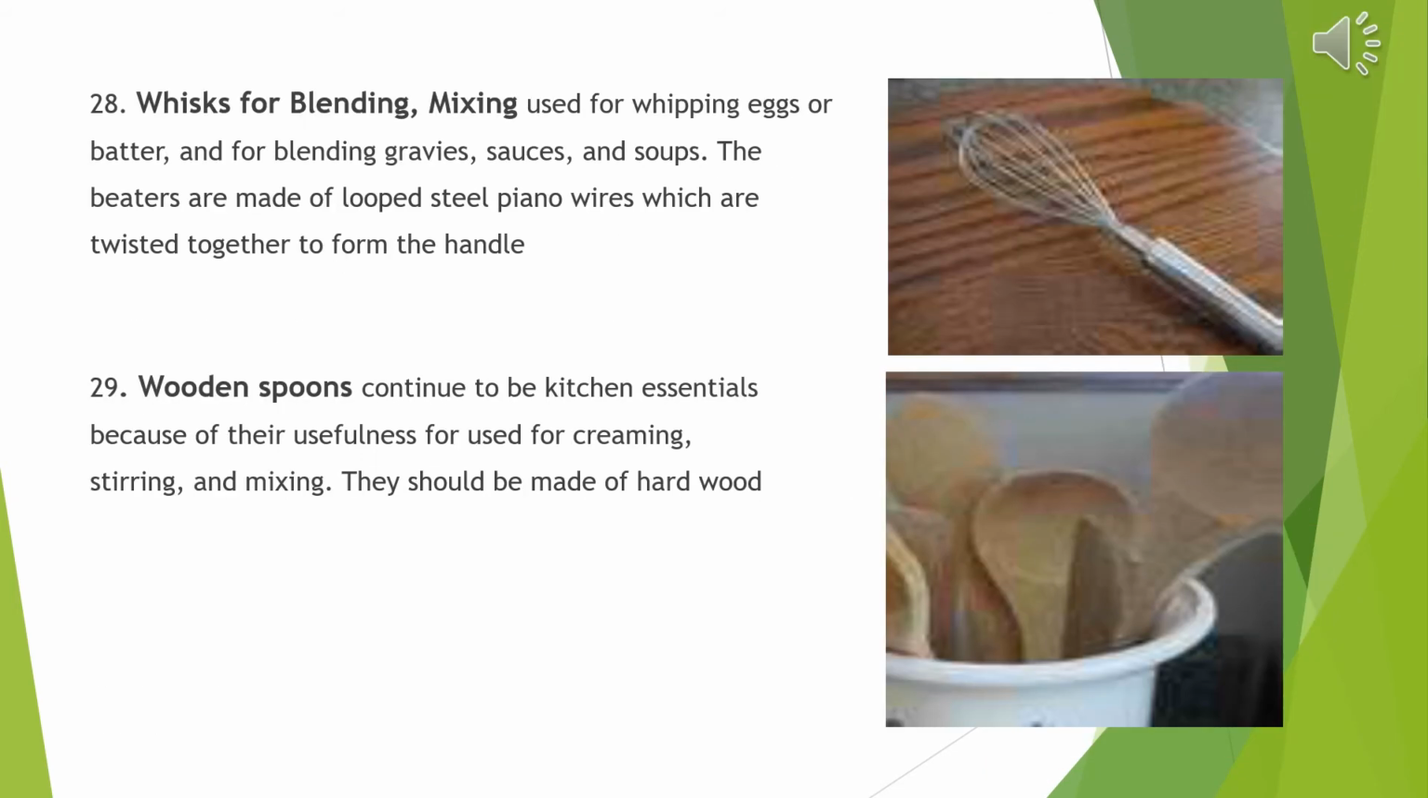And also we have whisks for blending and mixing, used for whipping eggs or butter, and for blending gravies, sauces, and soups. The beaters are made of looped steel piano wires, which are twisted together to form the handle. And also we have wooden spoons, which continue to be kitchen essentials because of their usefulness for creaming, stirring, and mixing. They should be made of hard wood.